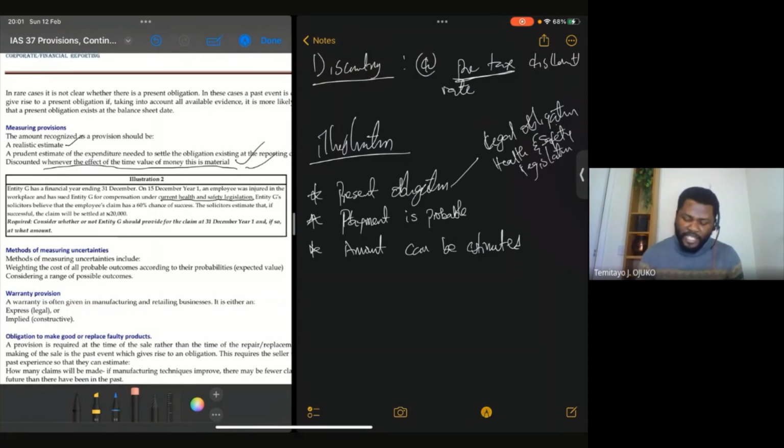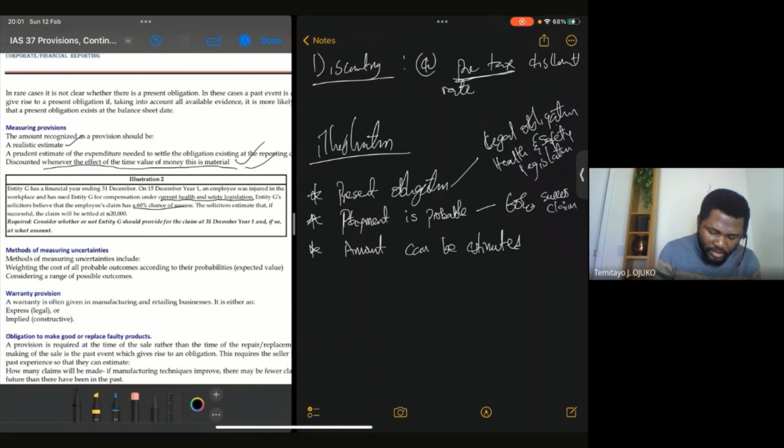right? Payment is probable. There's a 60% success claim. There's a 60% success claim, right? Don't forget that is in the question. This is it. 60% success claim, right? Then the amount, can the amount be estimated reliably?